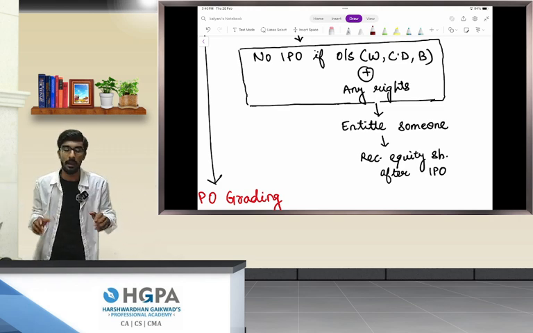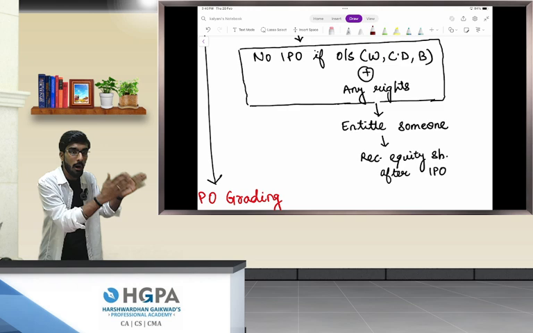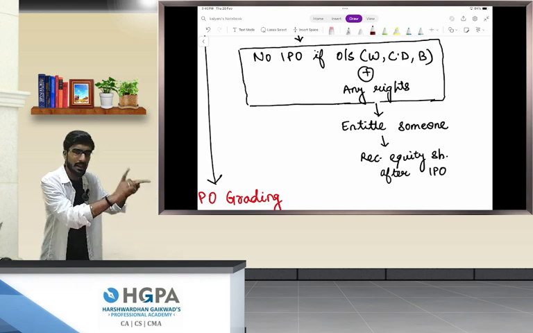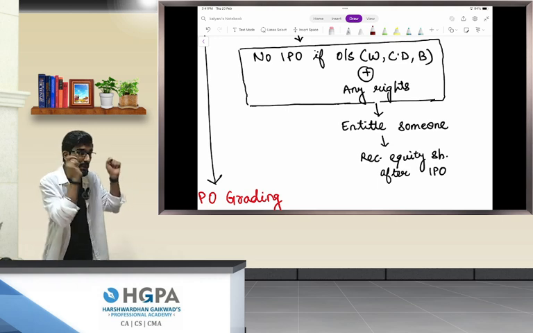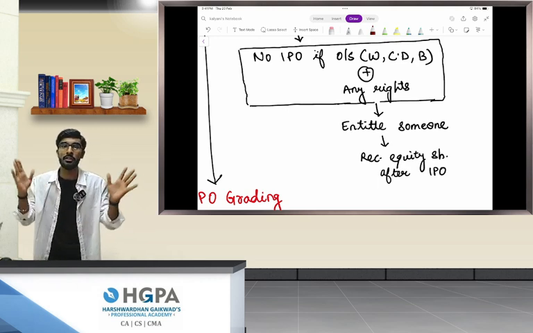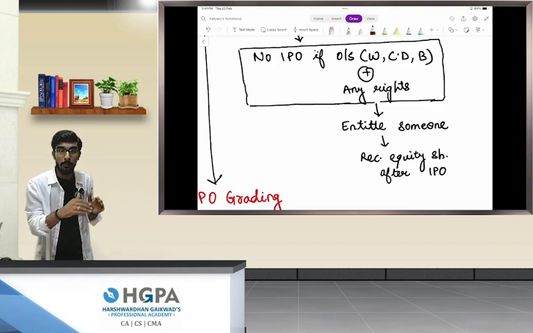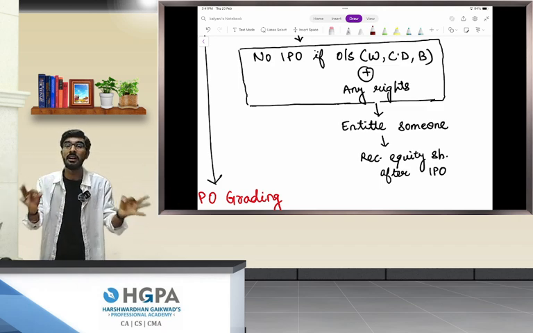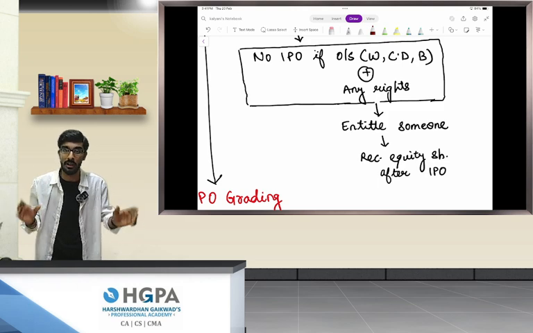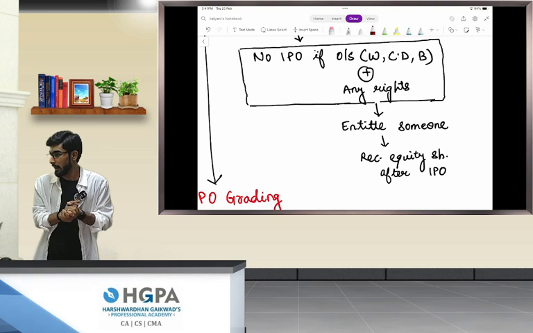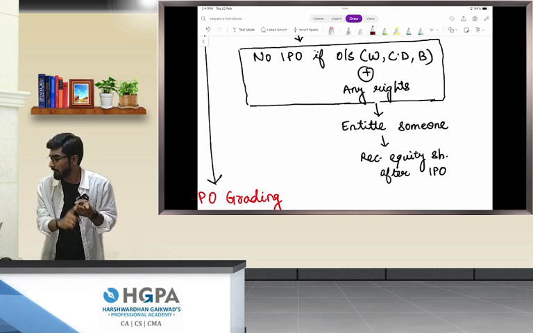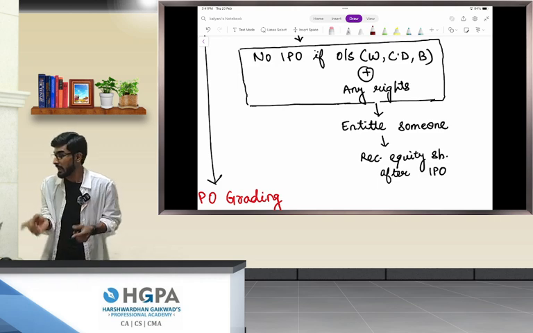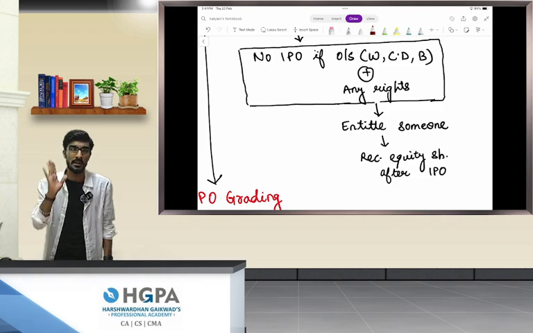Clear? That is the reason why, before a company goes for an IPO, there should be no outstanding convertible debt instruments, convertible warrants, convertible bonds, or convertible loans. Whatever it is, it has to be converted before Lenskart launches an IPO, so that after the IPO all the shareholders are treated equally and have got shares at the same price. Clear? No outstanding warrants, convertible debt instruments, bonds, or any rights that entitle someone to receive equity shares after IPO. Clear?